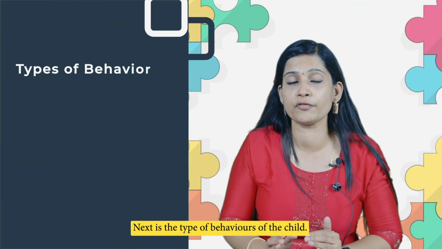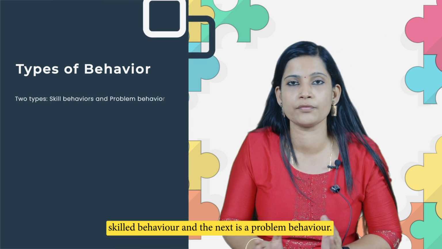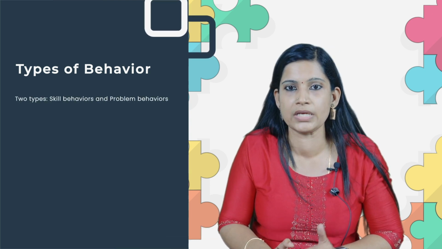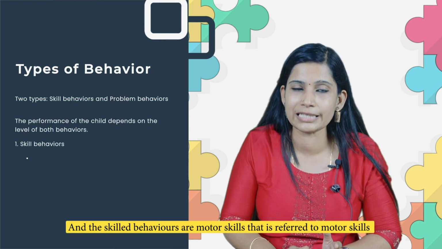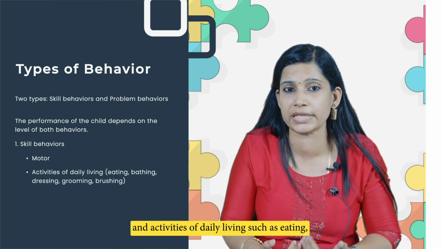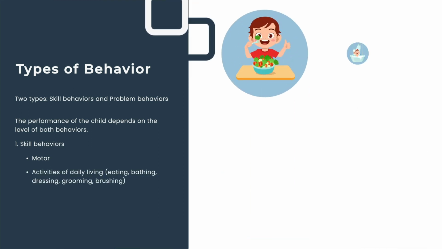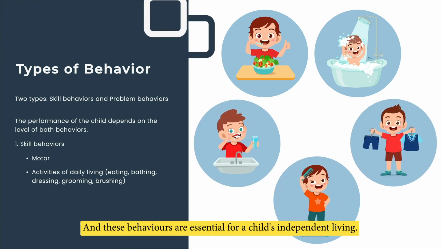Next is the type of behaviors of the child. There are 2 types of behaviors. One is skill behavior and the next is problem behavior. So the performance of the child depends upon these 2 behaviors. The skill behaviors refer to motor skills and activities of daily living such as eating, bathing, dressing, grooming, brushing, etc. And these behaviors are essential for a child's independent living.